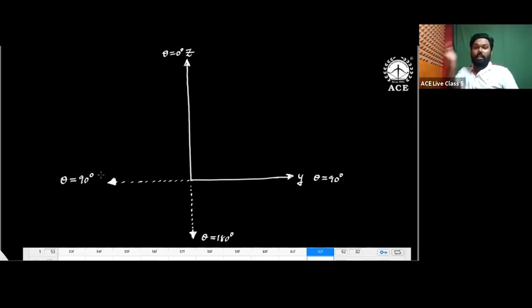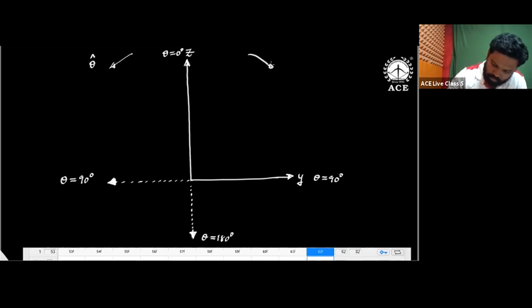In all sides, theta is from this side: front side, back side, right side, left side. All the sides, theta is from 0 to 180. Theta is like this. That I am going to explain nicely with the help of the base of the cone.